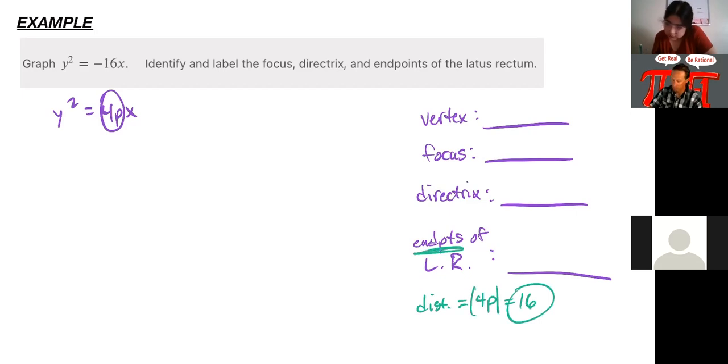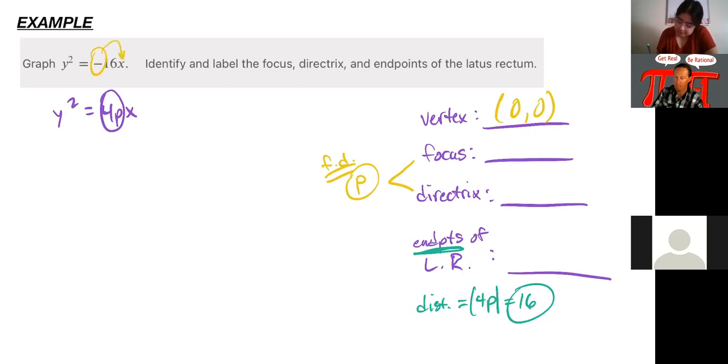Okay, they just wanted the endpoints for it as well. So we know the vertex for this one is at 0, 0. The focus and directrix are going to be found by p. That will be that focal distance that we talked about previously. And because this is negative, we know it's going to go in the negative x direction. Okay, so what is that p value? Well, we know it's equal to that part in front, which is negative 16. So all we have to do is divide by 4.